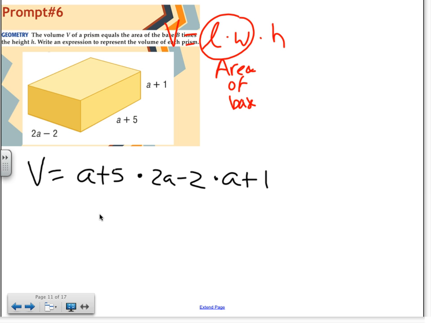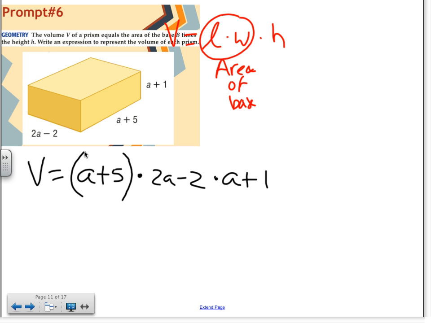Parentheses. Interesting. Parentheses around it, because without the parentheses, is it true that you would multiply 5 times 2a, and then negative 2 times a? That will change the entire problem. You're no longer finding the volume. It's not correct. The volume tells you to take the length times the width times the height. The length is a plus 5 together. That whole thing is the length, not just 5, right? So when you say that whole thing, you better enclose it inside parentheses.